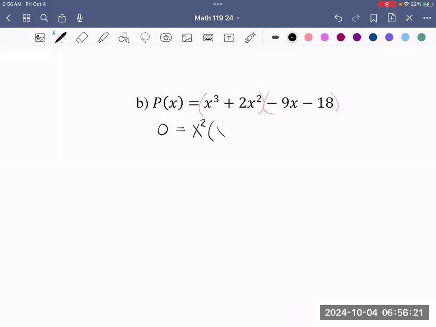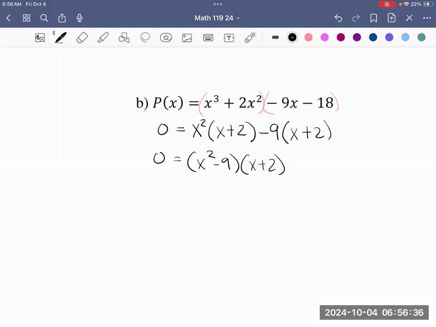X squared, x plus 2. We'll put out a -9 and leave behind an x plus 2. Don't forget a sign change. We have x squared minus 9 and an x plus 2.